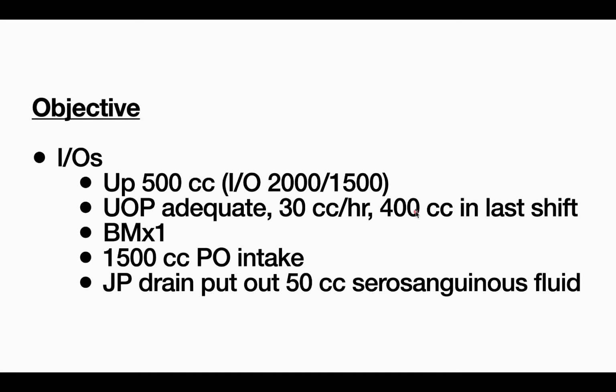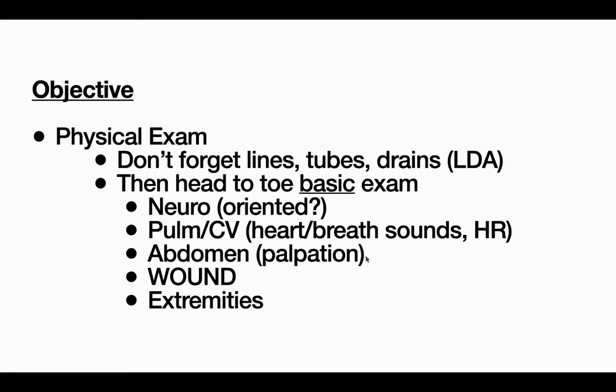So once again, blasting through a quick example. If I was presenting this, I might say something like, for I's and O's, the patient's up 500 cc's from yesterday with total ins of 2,000 cc's and outs 1,500. Urine output was adequate. They're putting out 30 cc's per hour and had 400 cc's out in the last shift. They had a bowel movement yesterday. They're taking in good PO. They took in 1.5 liters, and their abdominal JP is still putting out serosanguinous fluid, put out 50 cc's today.